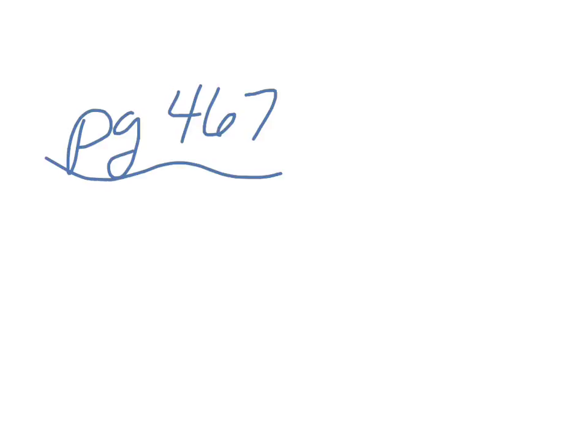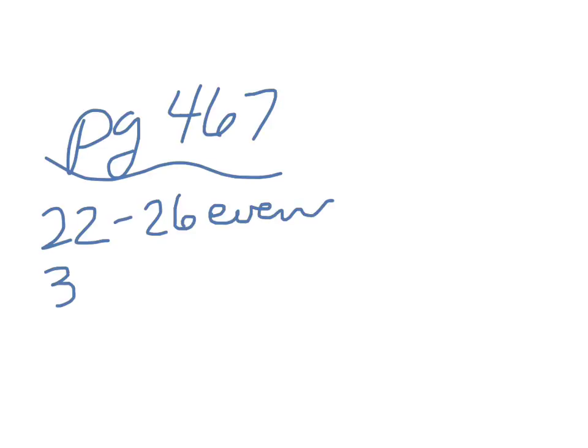All right. So on page 467, we have 22 to 26 evens and 33 to 43 odd.